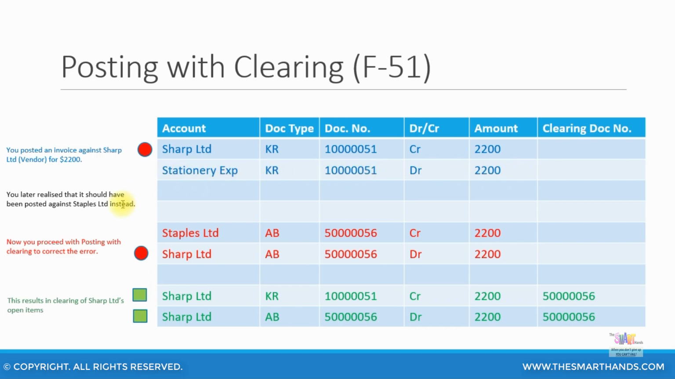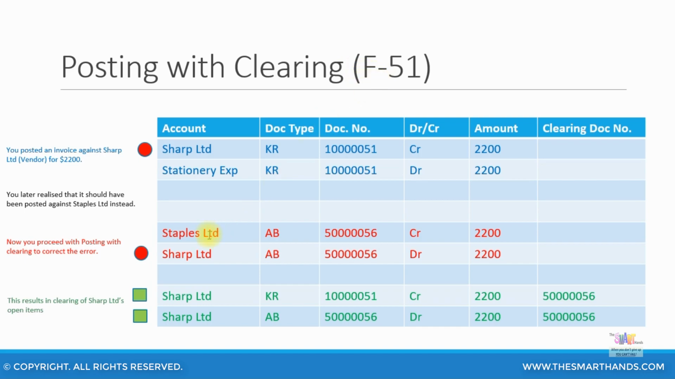But later you realize it should have actually been posted against Staples Limited. You mistakenly chose the wrong vendor. Now what are you going to do? You're going to do the posting with clearing transaction. This saves you the trouble of reversing this invoice and then reposting with the correct transaction. Of course, you have the option of reversing the invoice and redoing it as well. But posting with clearing makes it much easier because in one step itself, it will clear that open item as well as post it against the correct vendor. So this transaction F-51 is quite useful in this scenario.